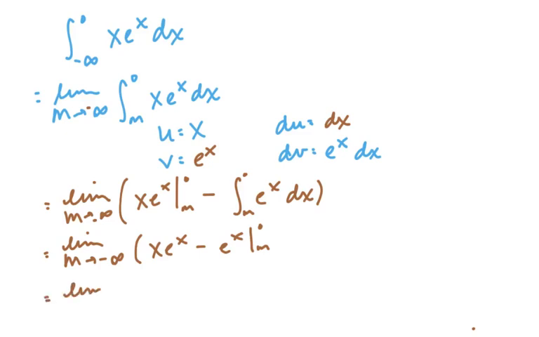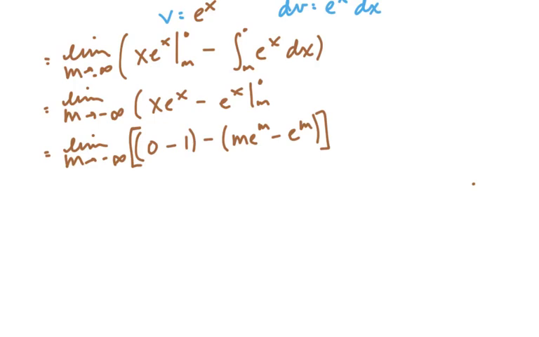So now we say the limit as m approaches negative infinity. Now let's plug in the value of 0. So we have 0 minus 1. That's when we plug in 0. And now let's plug in m. So we'll have m e to the m minus e to the m.